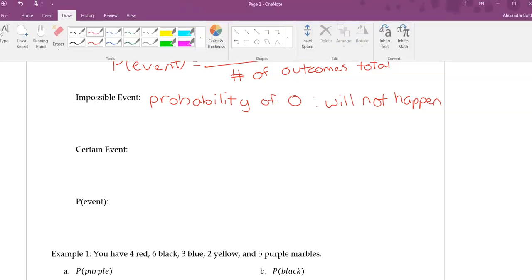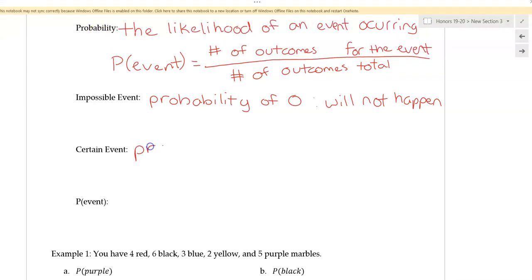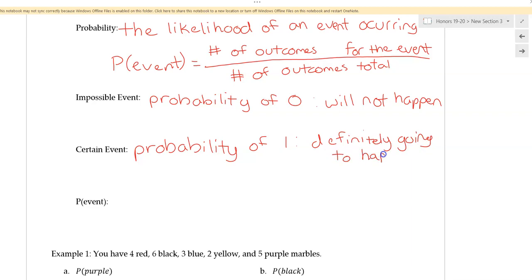A certain event is something with a probability of 1. That's the highest probability it can go. Definitely going to happen. Probability that the sun rises tomorrow, right? It's definitely going to happen, no matter what, right? So that has a probability of 1.